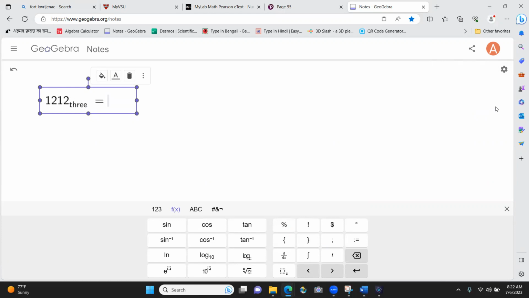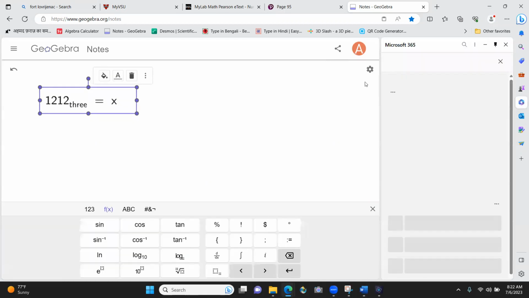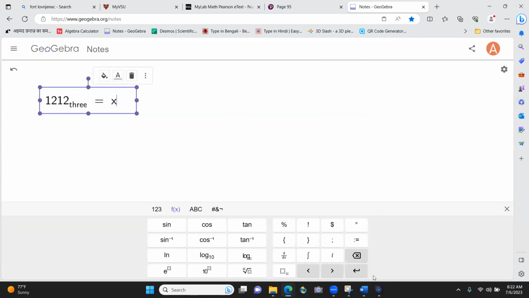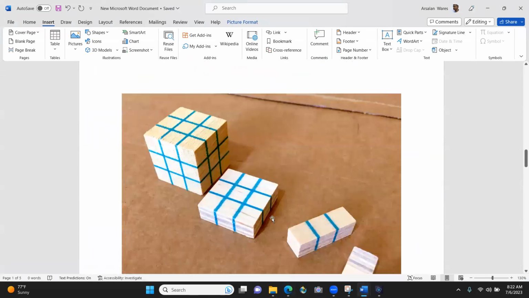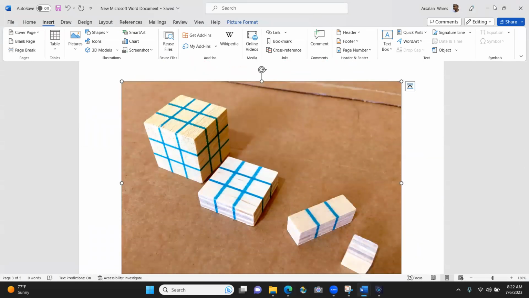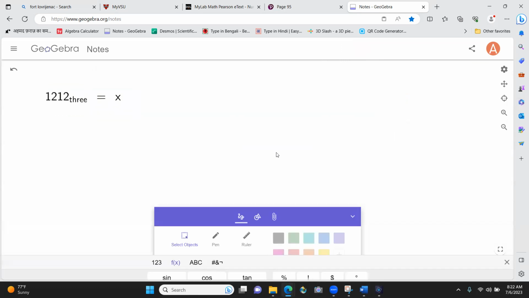Again, if you want to write a number in base 3, you will need 3 symbols. In this case, it'll be 0, 1, 2. That's all you need. And I'm calling it X because I don't know what it is. I got this from the internet. Okay, but it'll come in handy.